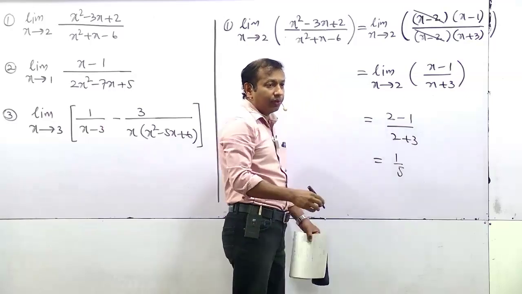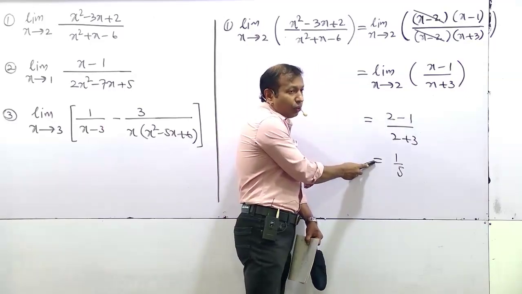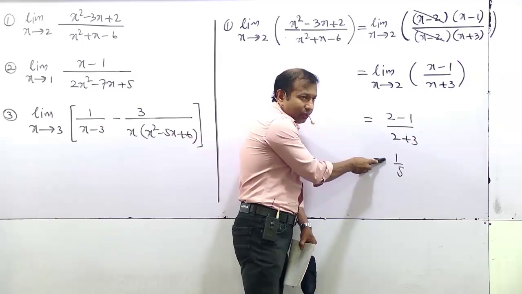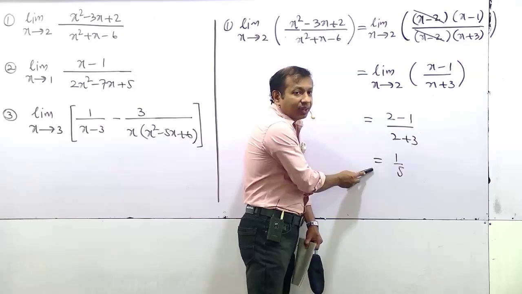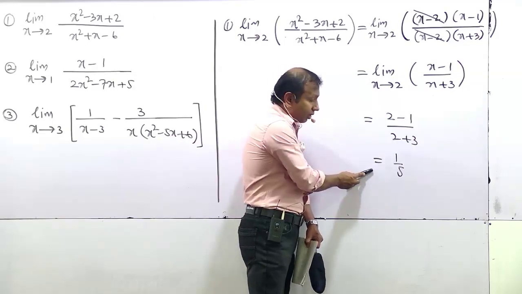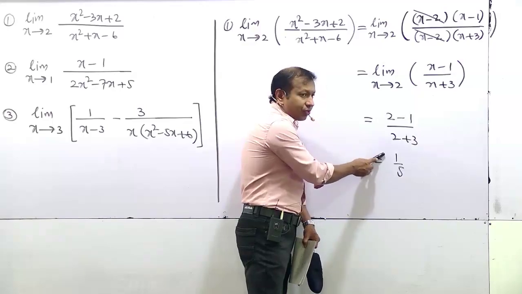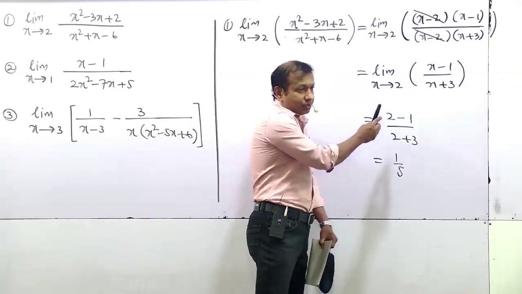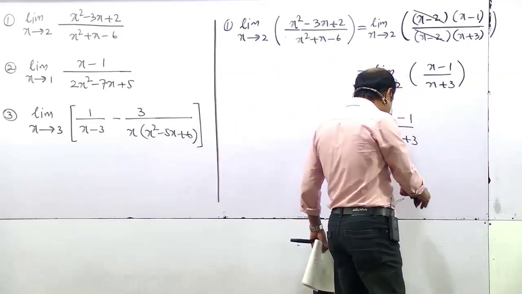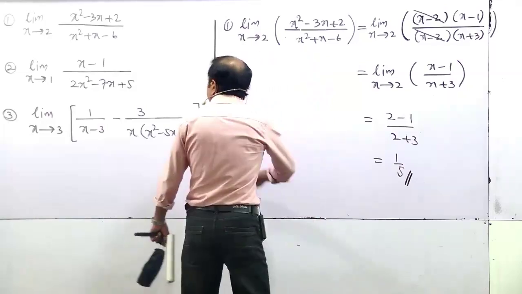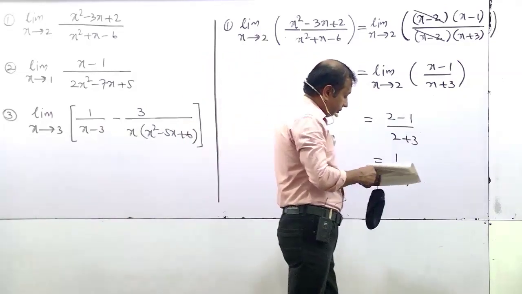Then really, is it okay to put this equal sign? No. We have to put an arrow. Understand? It goes to 1 upon 5. But if we write this as 1 upon 5, you get full marks. Understand, this equal sign is really not valid, but we write like that. Like that, do the second and third.